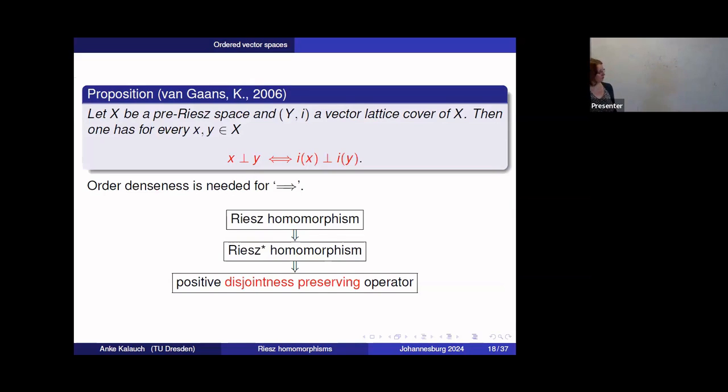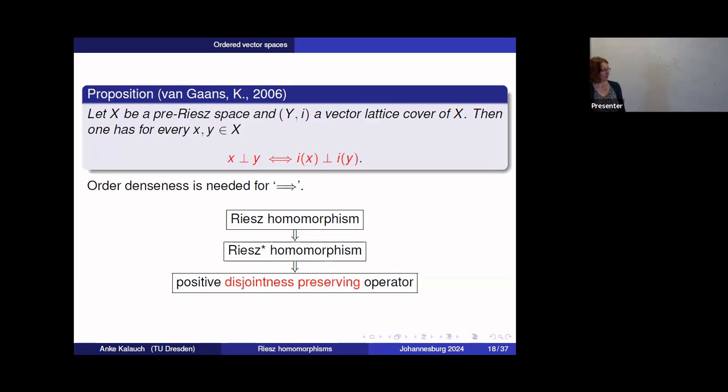I told you what disjointness is in partially ordered vector spaces, and the nice thing is that this disjointness fits perfectly to this embedding of a previous space into the Riesz completion. So if I have disjoint elements in the previous space, it happens if and only if they are disjoint under this embedding in the ambient vector lattice. And with this trick, one can translate classical theory in lattices to Riesz spaces back and forth. The order denseness is needed for the one direction, otherwise you don't get it. One direction is true always, the other not.